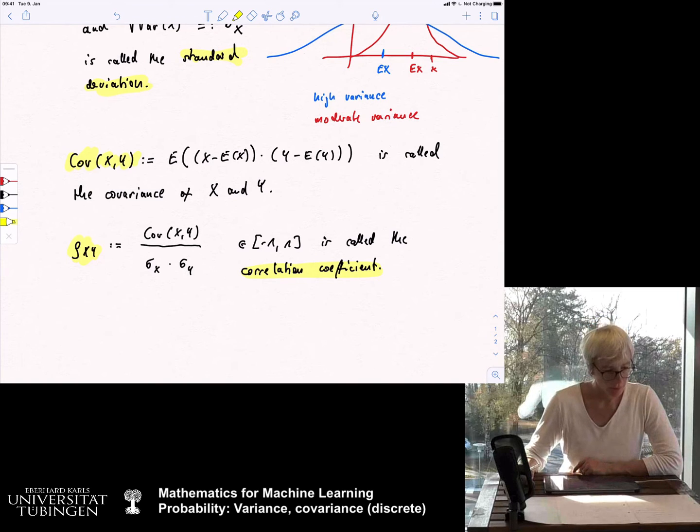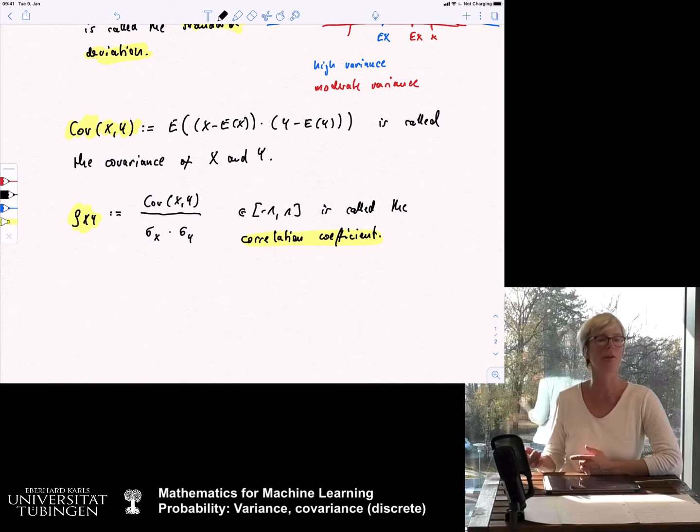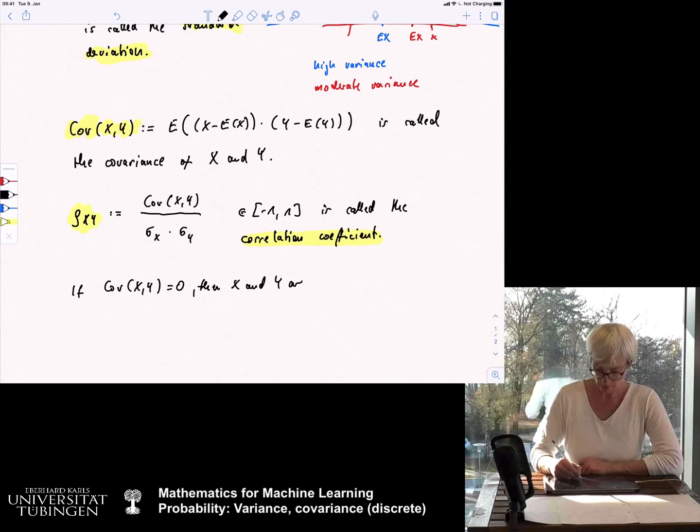What else did I want to write in my definition here? One more thing: if this correlation coefficient is 0, or the covariance is 0, the two random variables are called uncorrelated. If the covariance between x and y is 0, then x and y are called uncorrelated.